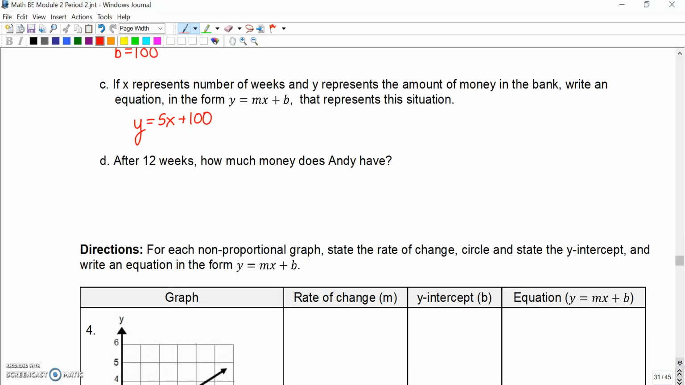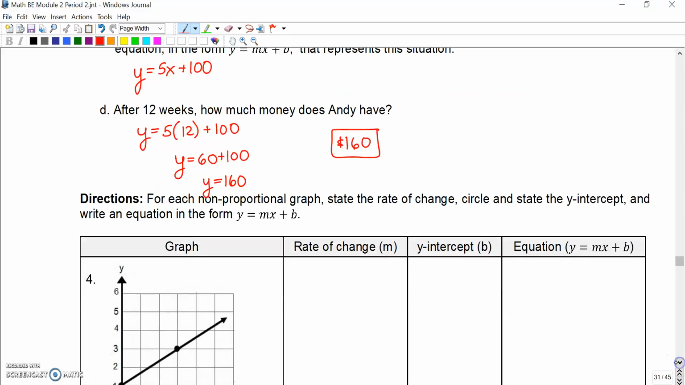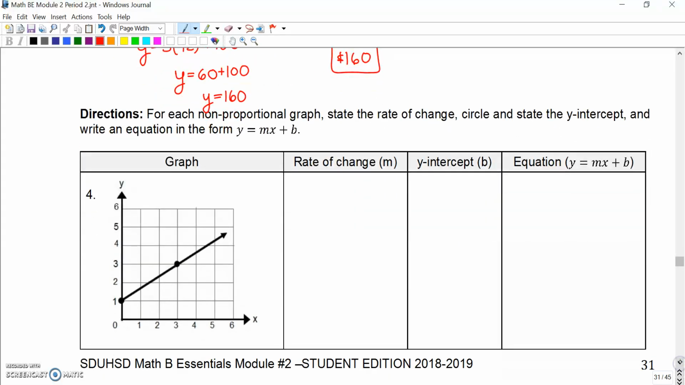Using the equation, we'll then answer the follow-up question, which is y equals 5 times 12 plus 100, which is y equals 60 plus 100, and y equals 160. So Andy has $160. Look at number 4, and that will take us to the end of this first video. Feel free to pause and go back, though, to the other parts of this if you have some questions.